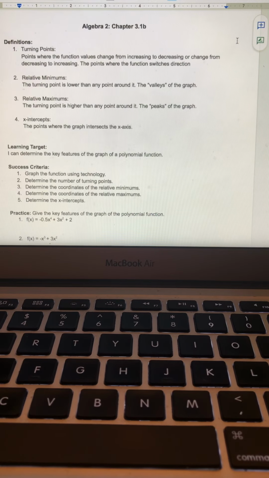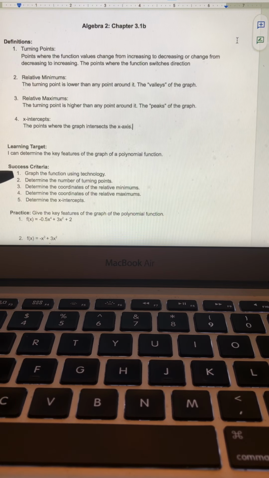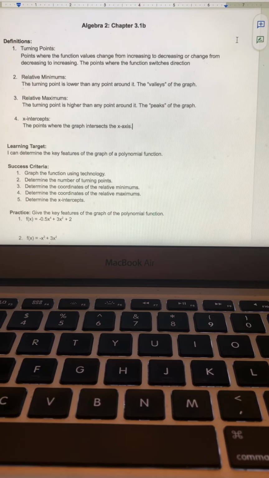So your learning target for today is: I can determine the key features of the graph of a polynomial function. So to do this, you're going to first graph the polynomial. So look at number 1. We're going to do this number 1 together. You would put that into Desmos or into your graphing calculator. And then you're going to give these 4 key things: turning points, minimums, maximums, and x-intercepts.